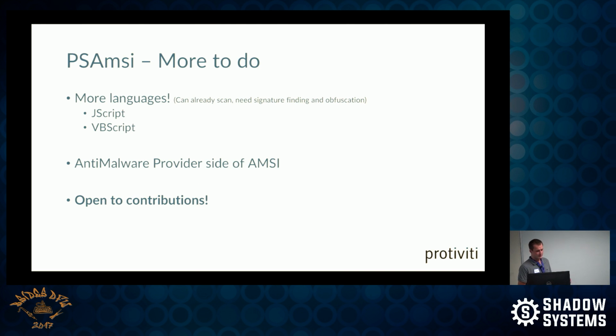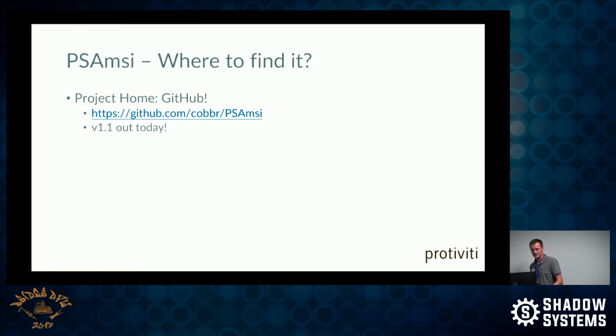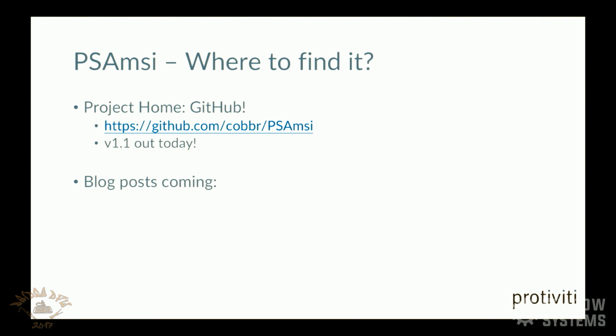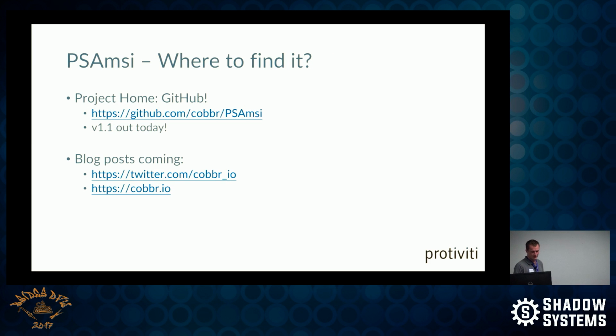So with that being said, I'm very open to contributions on PSAmsi if anyone wants to help me out. And where do you find it? It's on GitHub, right there. And I just pushed version 1.1 out today that has all of the AST-based obfuscation, all the stuff I talked about. And I plan on posting some blog posts about some of the topics I talked about. I've been lazy and haven't done that since DerbyCon, but it's coming. And I'll tweet out links to those as they come out.